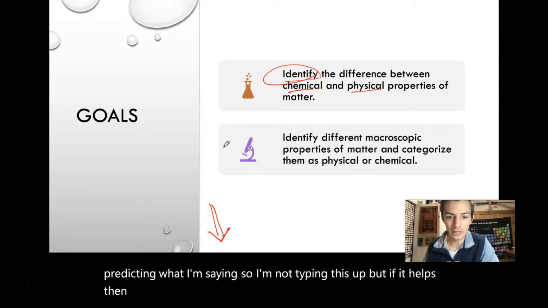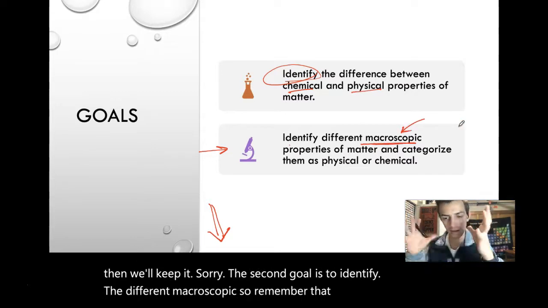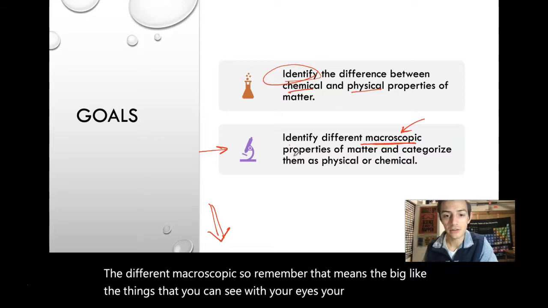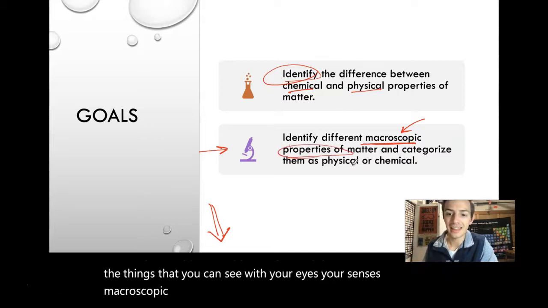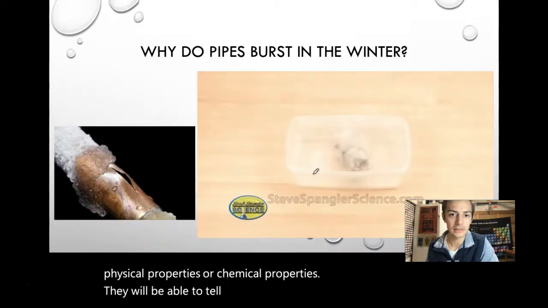The second goal is to identify the different macroscopic properties of matter. So remember, that means the big things, the things that you can see with your eyes and your senses. Then categorize them as physical properties or chemical properties. So we'll be able to tell the difference between those things.